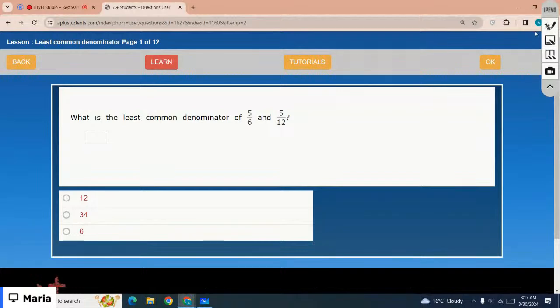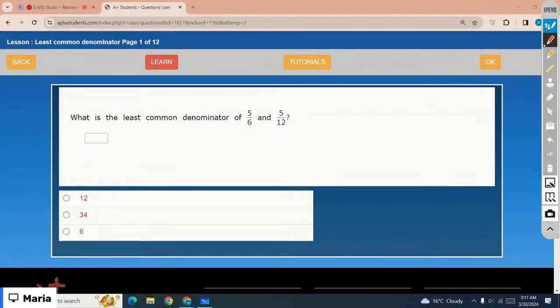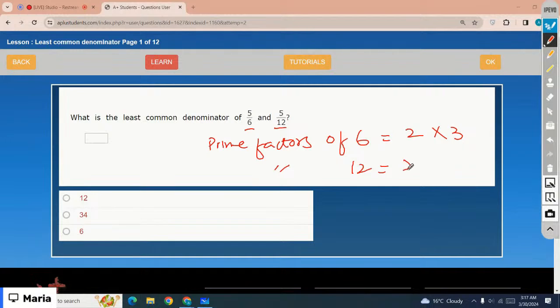Okay, what is the least common denominator of 5 by 6 and 5 by 12? So when you need to find the least common denominator, you need to make the prime factors of both the denominators, right? So let's just make the prime factors of 6 and prime factors of 12 also, right? The prime factors of 6 are 2 times 3, right? And the prime factors of 12 are 2 times 2 times 3, right?